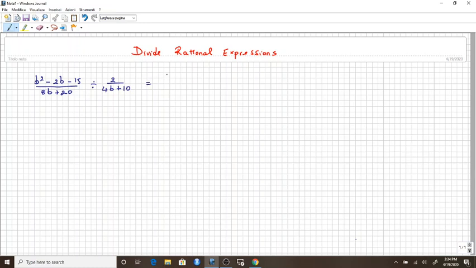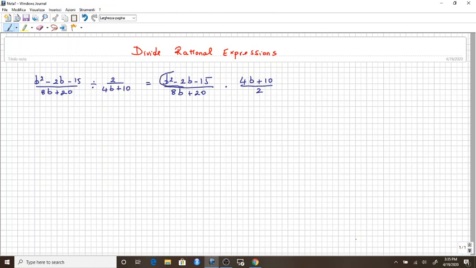We will write the first rational expression, so b squared minus 2b minus 15. So we keep this over 8b plus 20. And now instead of dividing, we multiply by the reciprocal, which is 4b plus 10, and then divide by 2. Alright, let's see what we can simplify now.